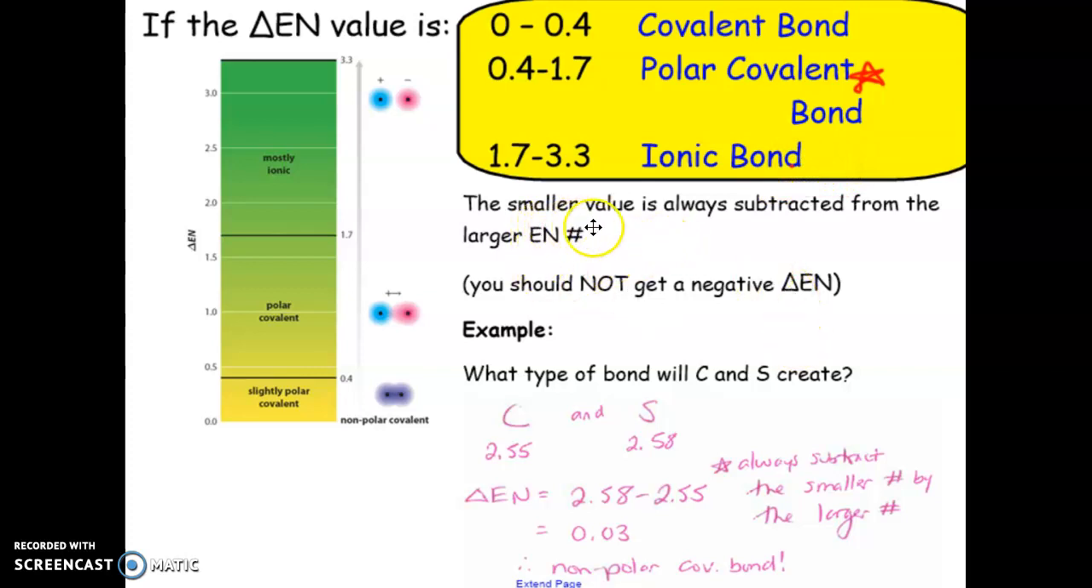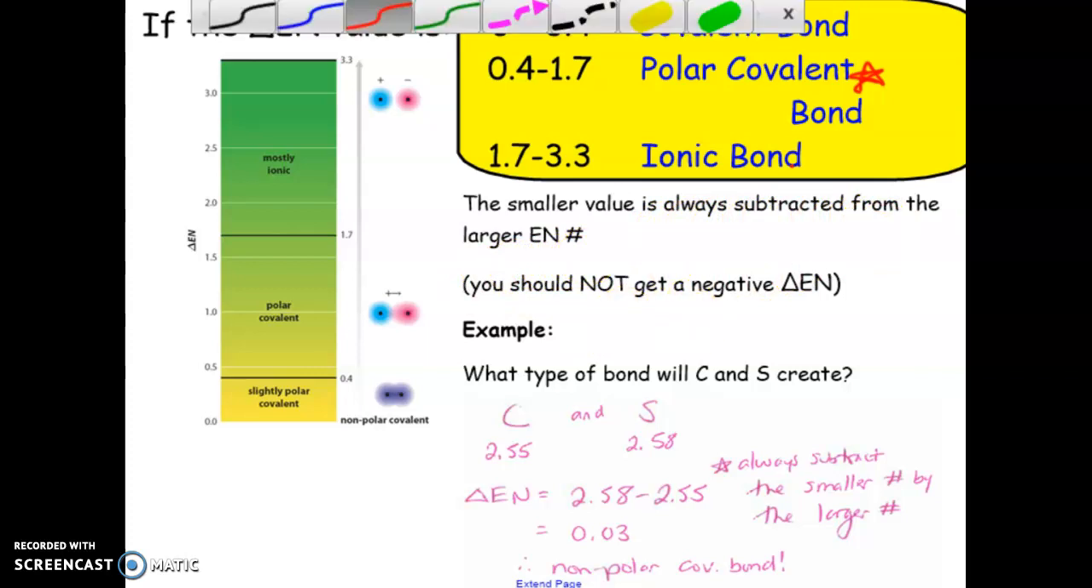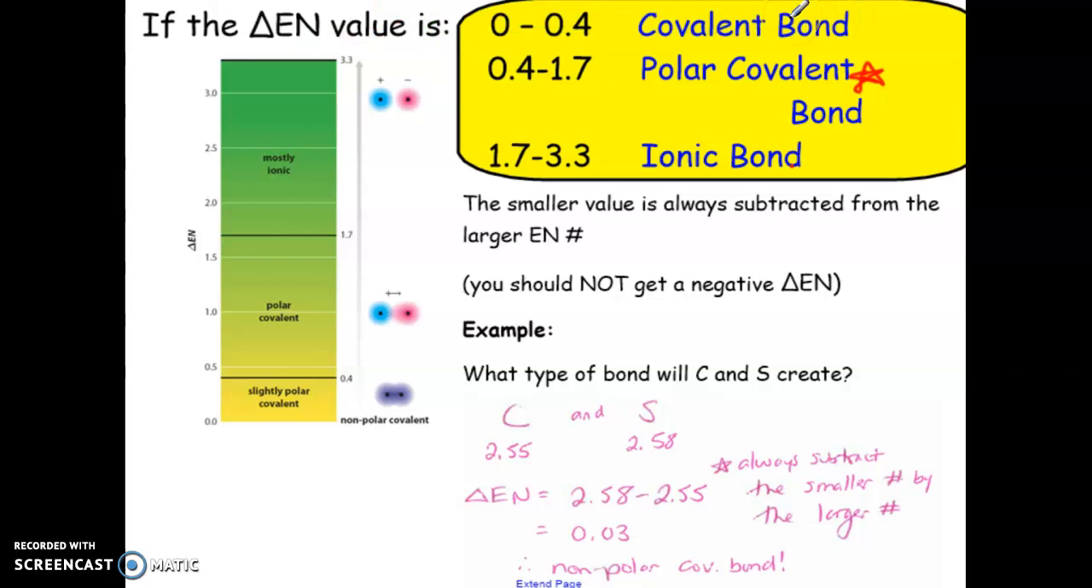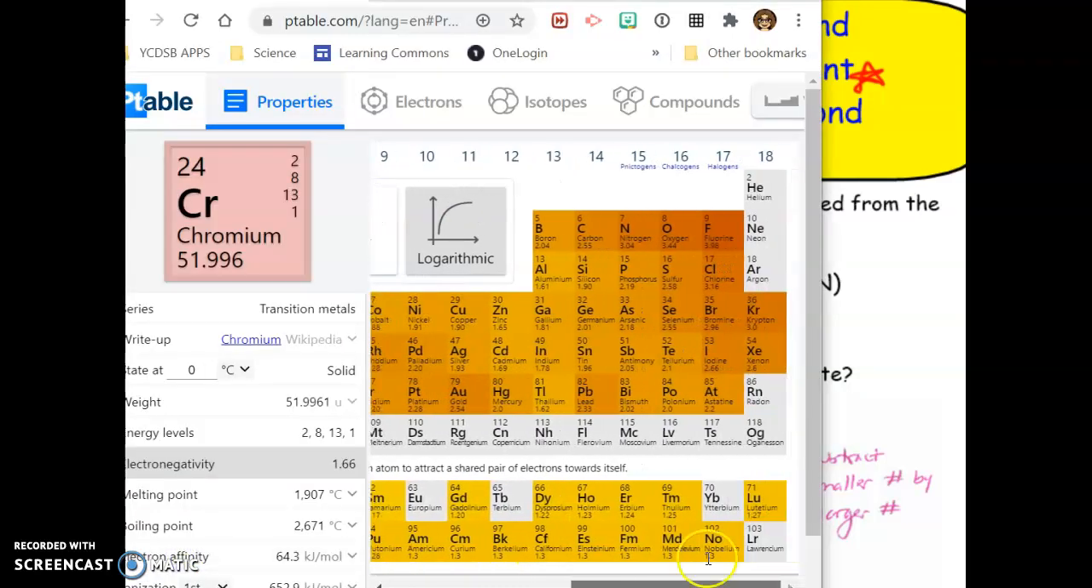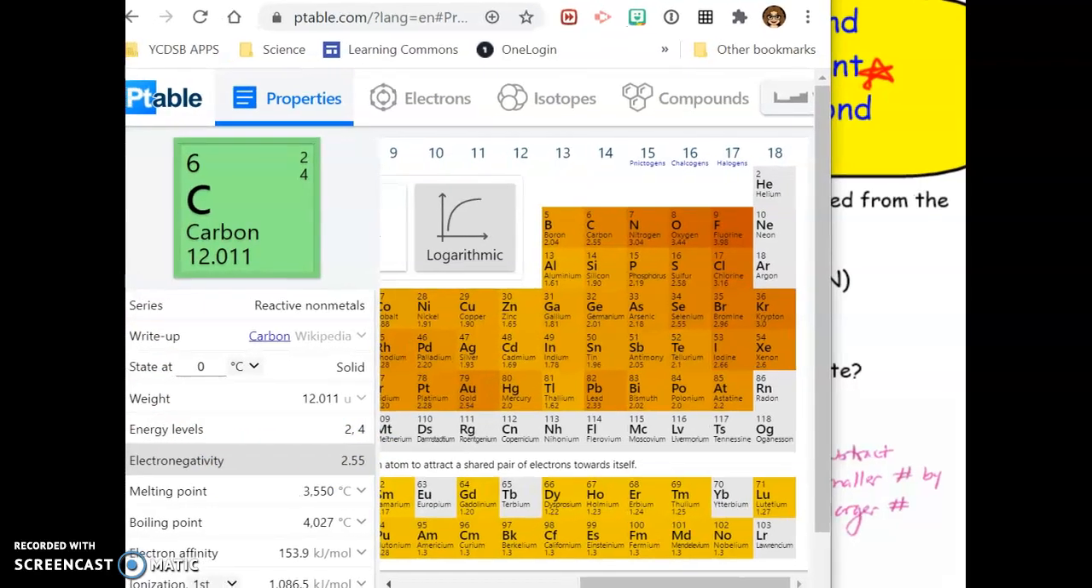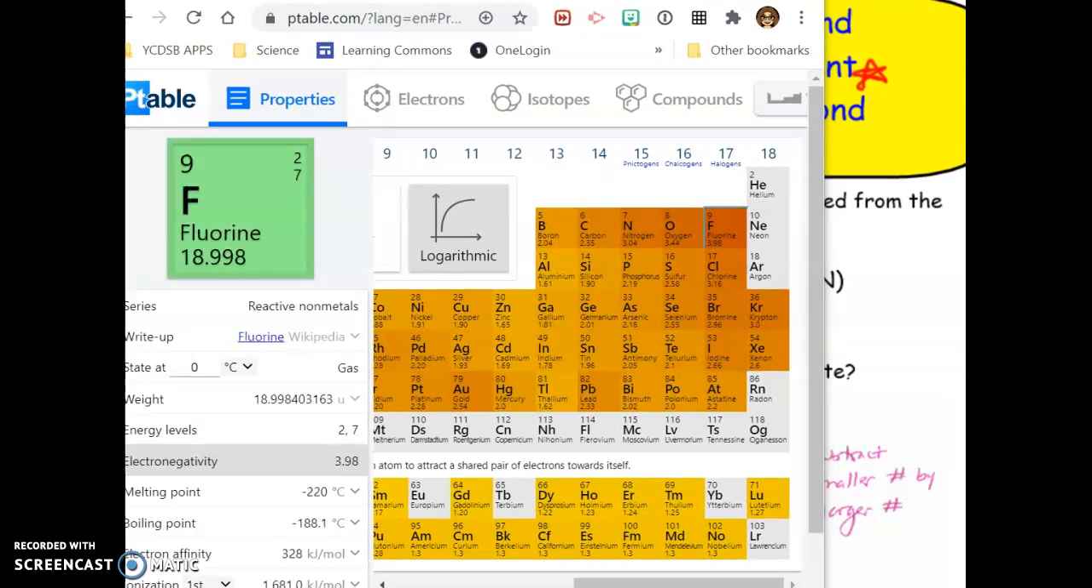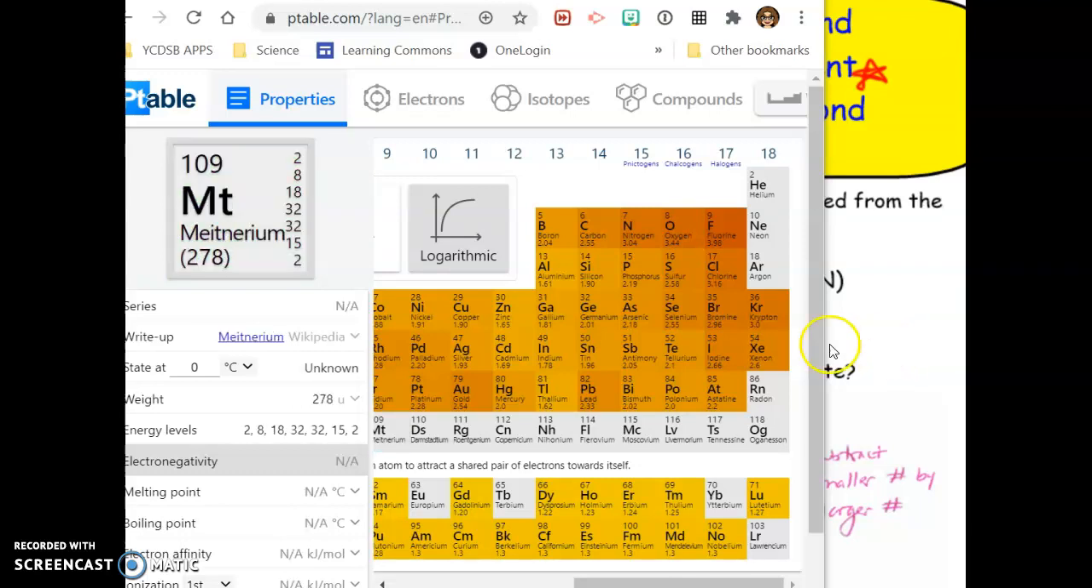Okay, so as mentioned, the smaller value is always subtracted from the larger EN value. You should never have a negative difference in electronegativity. So here's an example. What type of bond will carbon and sulfur create? Well, we need to look up these values. So let's look again on the periodic table where we're going to find those. So carbon is right here. You'll notice that carbon's electronegativity is 2.55, right? 2.55. Sulfur, which is here, is 2.58. So that's where I'm getting those numbers from.